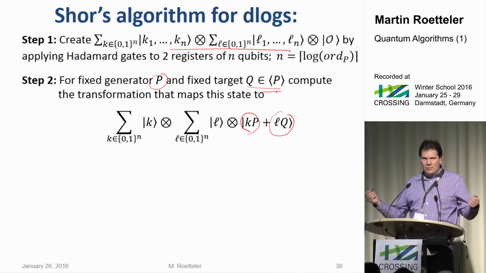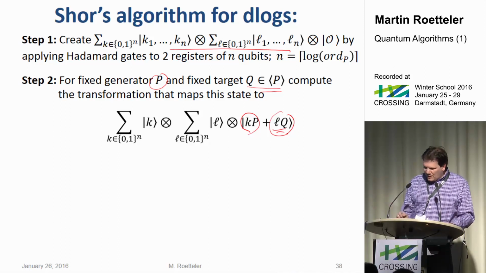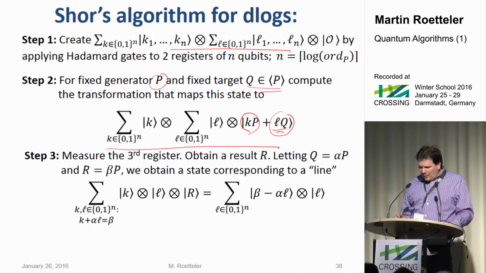And we know these points are completely known classically. So we can certainly come up with a map that takes an integer k and does just scalar multiplication k times P. And likewise for Q, we can do scalar multiplication with Q. We can come up with a circuit that creates the state, no problem. If we now measure the second register, or in that case it's a third register, right?